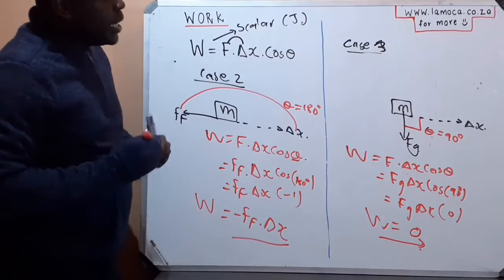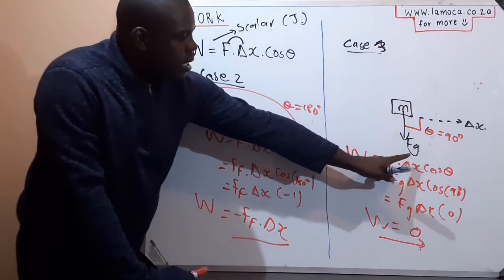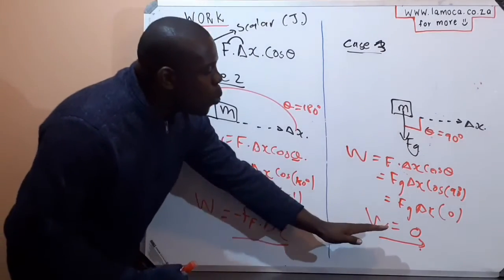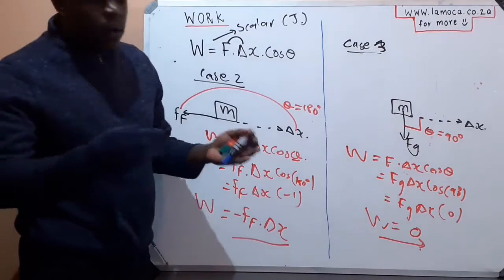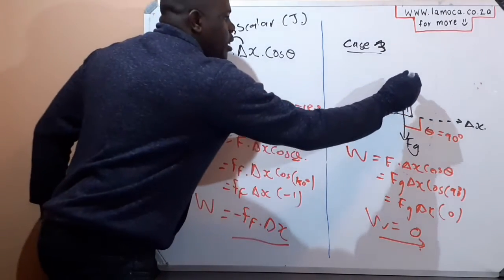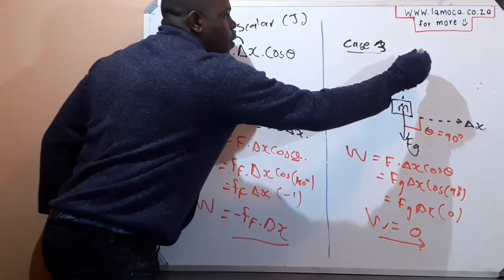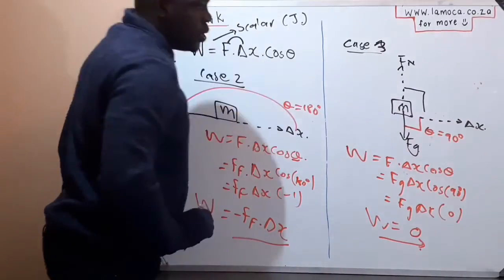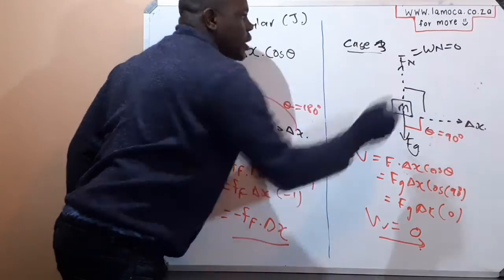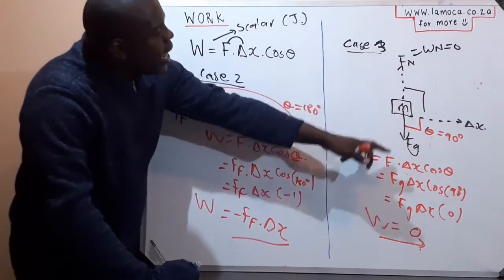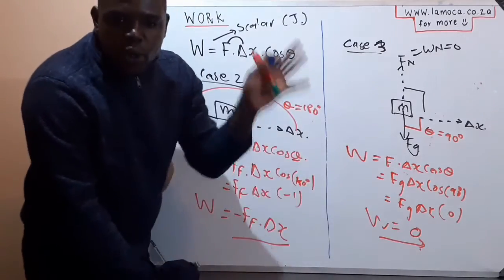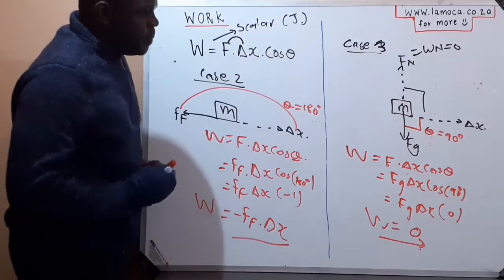Now, what does this mean? It means any force that is perpendicular to the object's displacement will do no work on the system. That is a very powerful conclusion, and you need to remember it all the time. So it could have been the normal force. This force would have been perpendicular to the displacement. So this force is doing no work on the object. So any force that is perpendicular to the object's displacement does no work on that particular system.